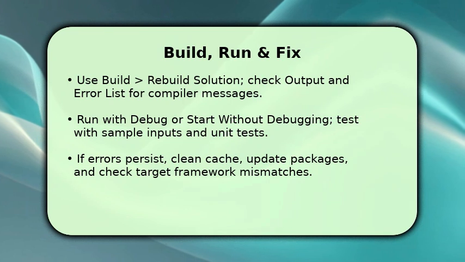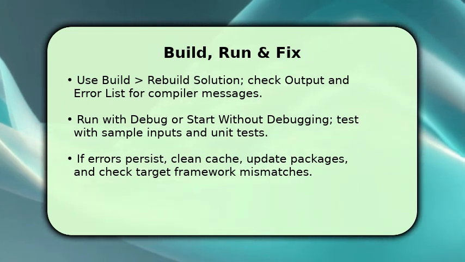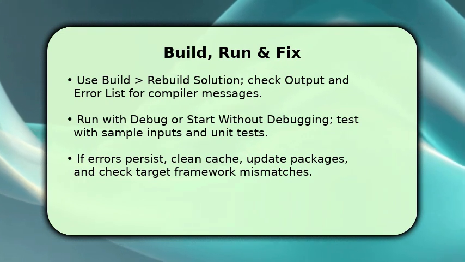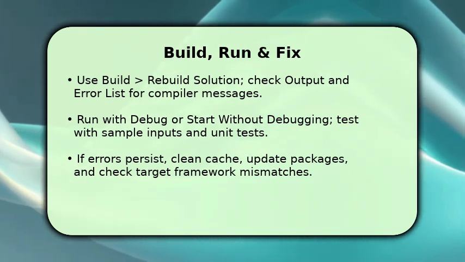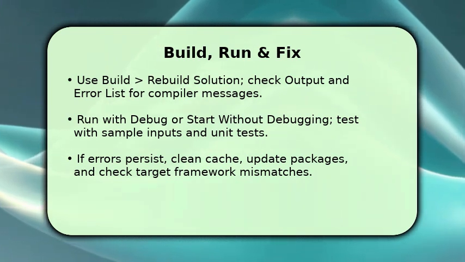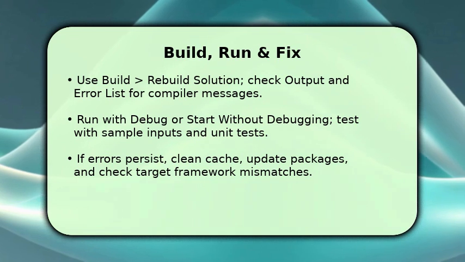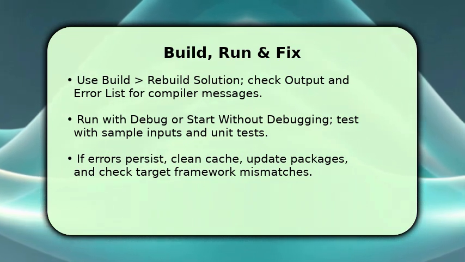If you hit persistent build errors, clean the solution, delete bin and obj folders, and restore NuGet packages. Also verify the target framework matches reference libraries. One key troubleshooting tip: mismatched framework versions often cause runtime failures, so double-check frameworks and package versions first.